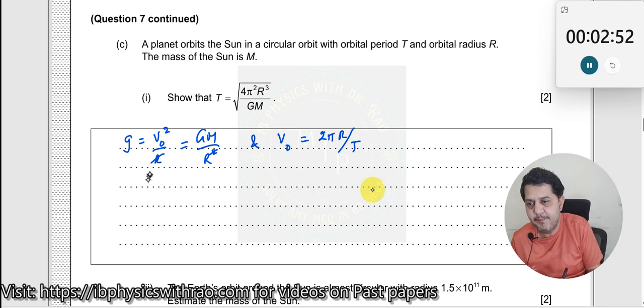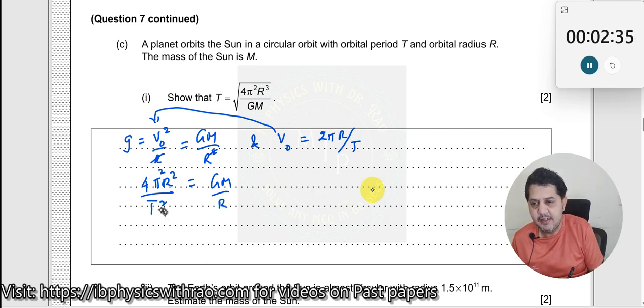Substitute this over here. So when I substitute, what will happen? This becomes 4 pi square r square divided by T square. I have substituted for v naught. This value of v naught I am substituting here, is equal to GM divided by r.